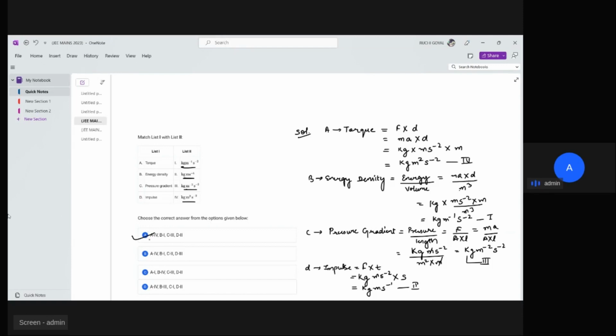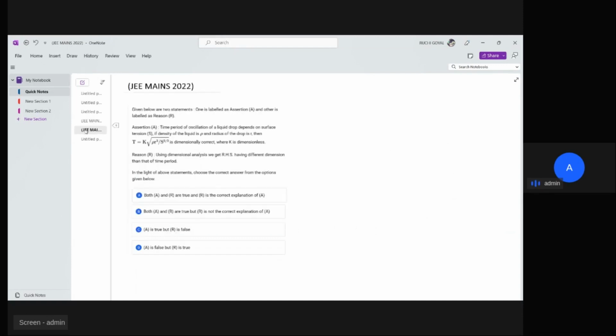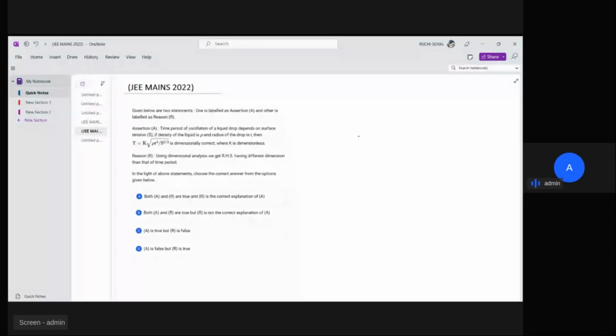Right? Let us move to the next question. This is a question of JEE Mains 2022. Till now we have solved the questions of this year. So this is the next question. Given below are two statements. One is labeled as assertion and the other is labeled as reason.